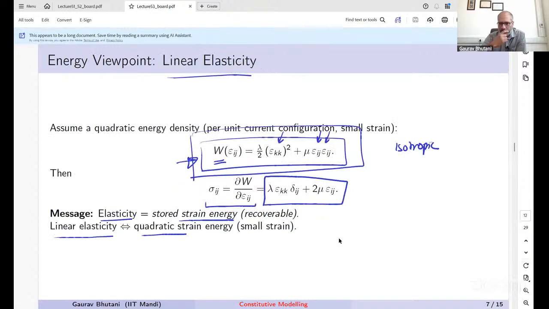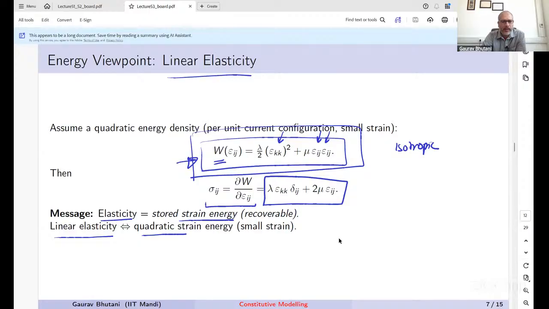This is where we then generalize the elasticity idea through the idea of energy. So we define this scalar energy function W, which is a function of epsilon. And for this particular case of linear elasticity, we get a quadratic energy density function, which is expressed as shown here.